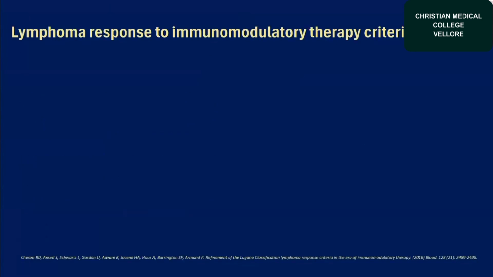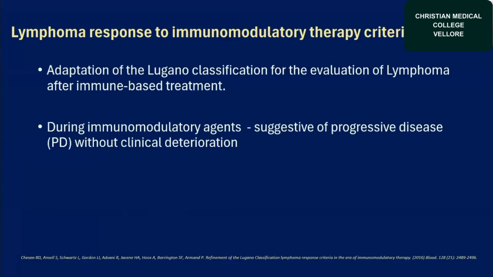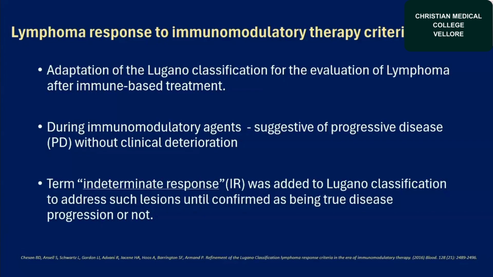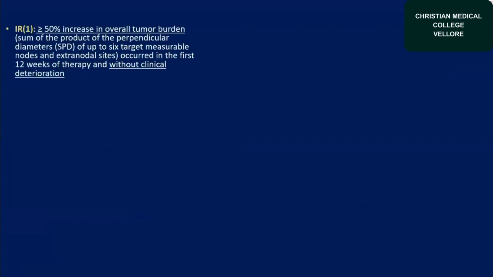So moving on to what is the LYRIC score. In patients where immunomodulatory therapy is used, like nivolumab and these kinds of drugs, there is always a chance of pseudoprogression, where it appears that the FDG uptake is increased or new lesions have appeared without any clinical deterioration. So to overcome the confusion in the response assessment of these patients, the term IR or indeterminate response was introduced under the LYRIC criteria. And this was given to address such lesions which we do not know if it's true disease progression or not. So IR1 would mean an overall more than 50% increase in the overall tumor burden without clinical deterioration.